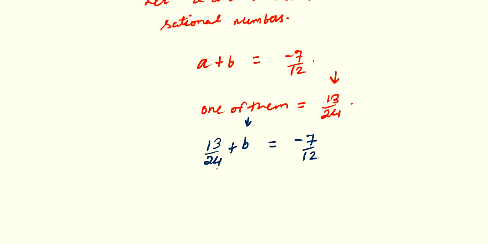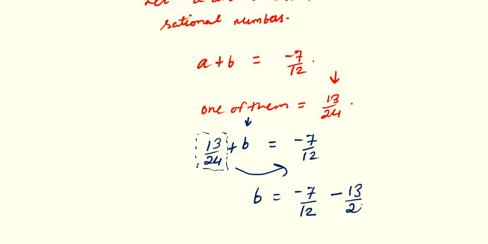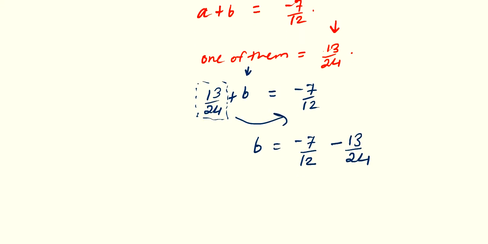Okay, so for that we should transpose this 13 by 24 to the right hand side. Now we are transposing this 13 by 24 towards the right hand side to minus 7 by 12. So first we write minus 7 by 12. Now this 13 by 24 is a positive rational number, so on transposing it will be a negative rational number. Okay. Now the process is the same.